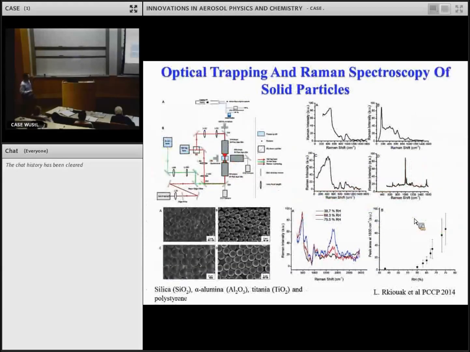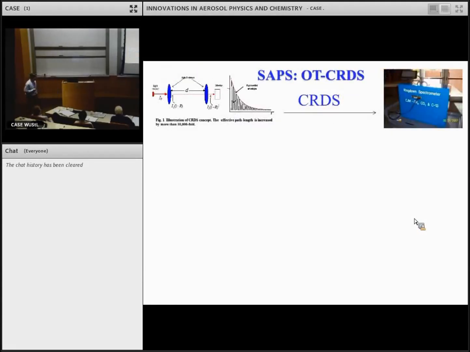This was the first Raman spectra of a non-absorbing single particle trapped in air. This was done by a group at the University of Cambridge, published last year. Their particles are metal oxide solids trapped based on radiation pressure force. So to the best of our knowledge, that is the most recent development in single aerosol particle Raman spectroscopy. Very limited literature is available here.